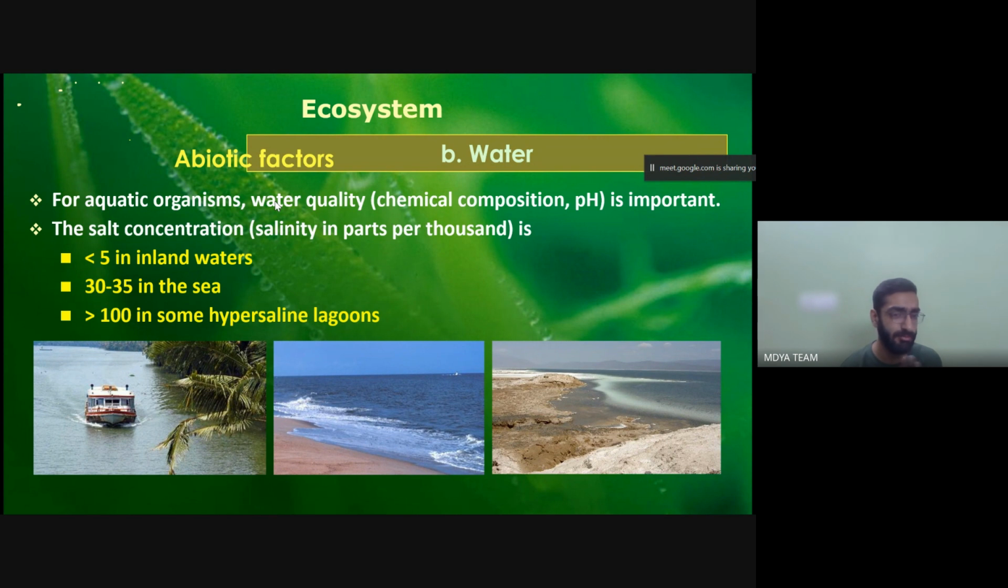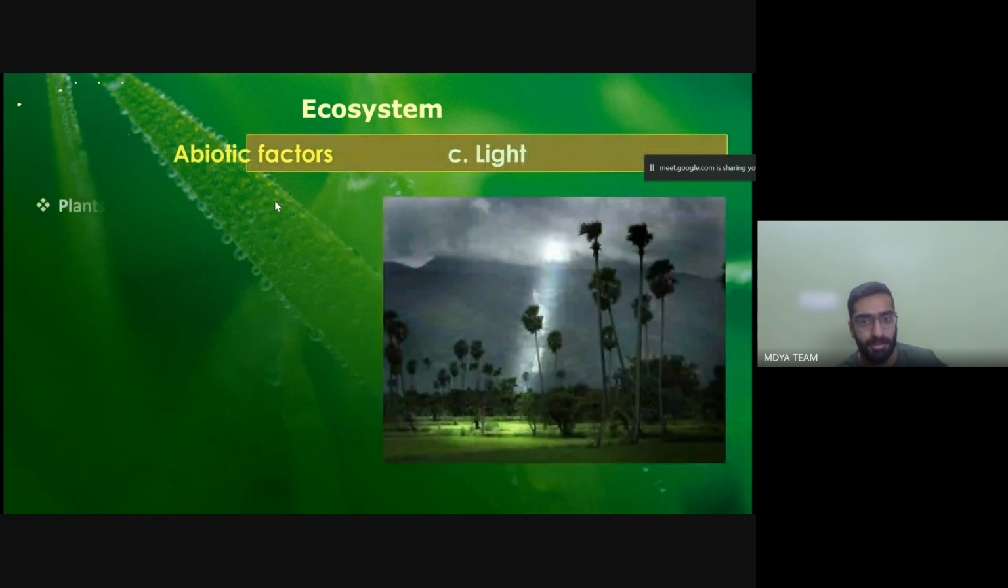Seawater is not directly consumable because it has a very high salt concentration. And hypersaline lagoons hold the kinds of species which are able to live in that kind of environment. So this is all for today. We will continue this topic from tomorrow.